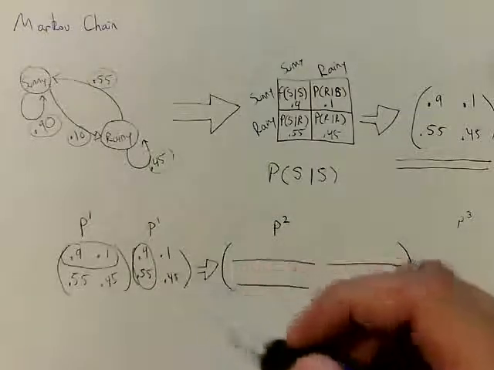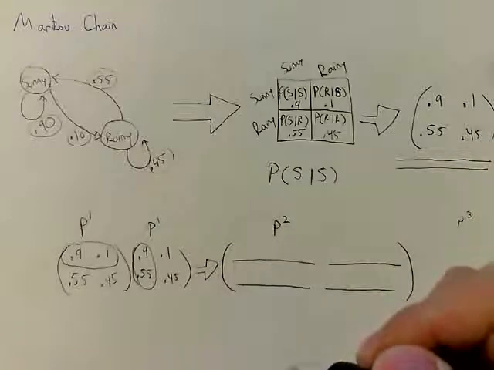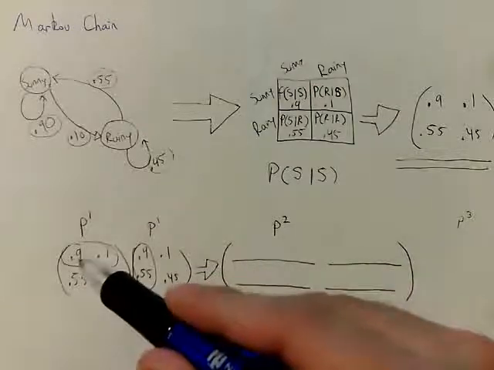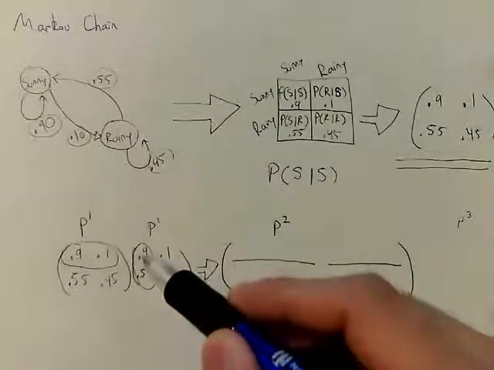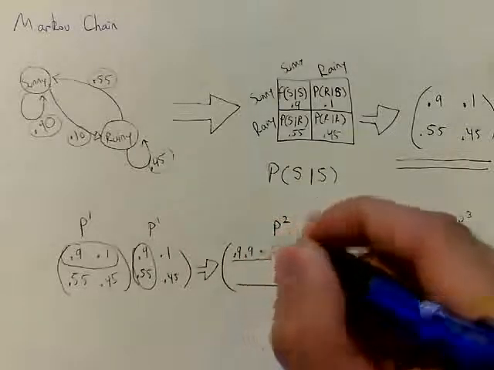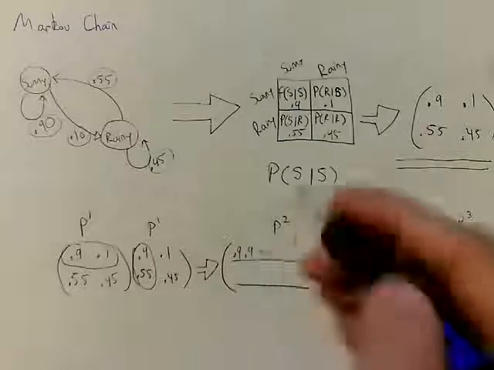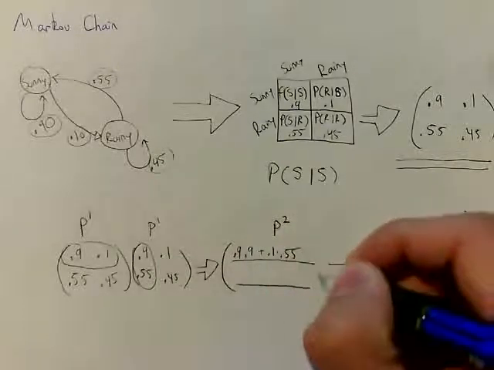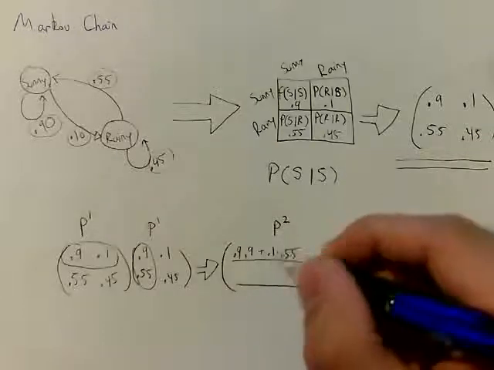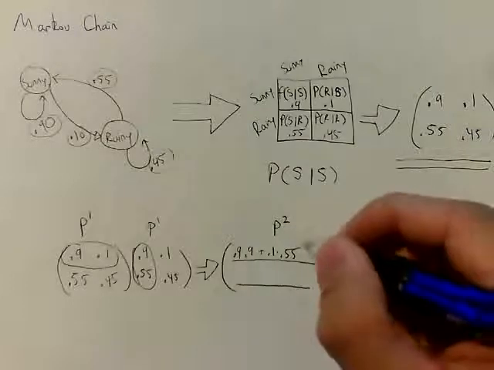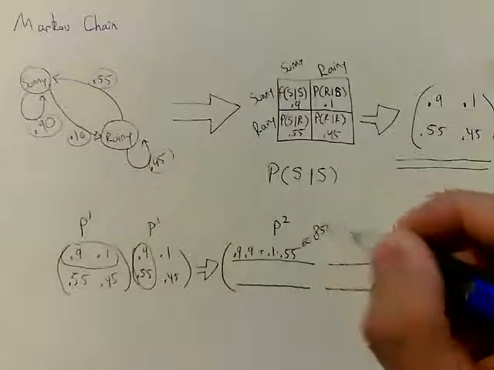Okay, and here's how I'll do this. This is called the dot product, if you want to look up how that's done. But in matrix multiplication, we take the first item, 0.9, and multiply it by 0.9. 0.9 times 0.9, and then we add that to 0.1 times 0.55. And that'll give us our probability that given a sunny day, we'll find another sunny day. So this actually equals about 85%.